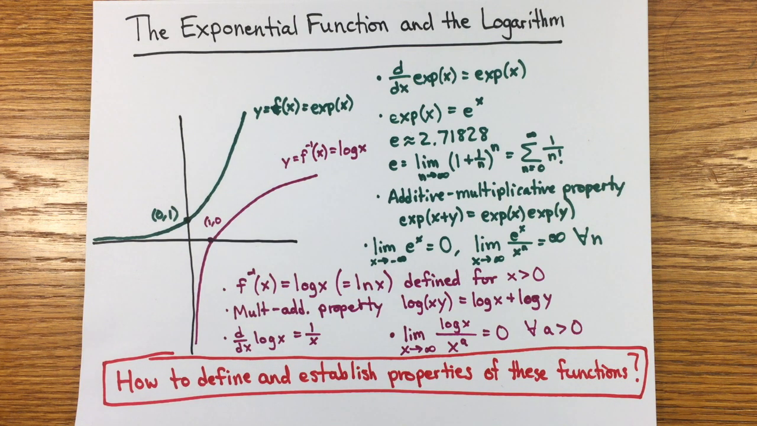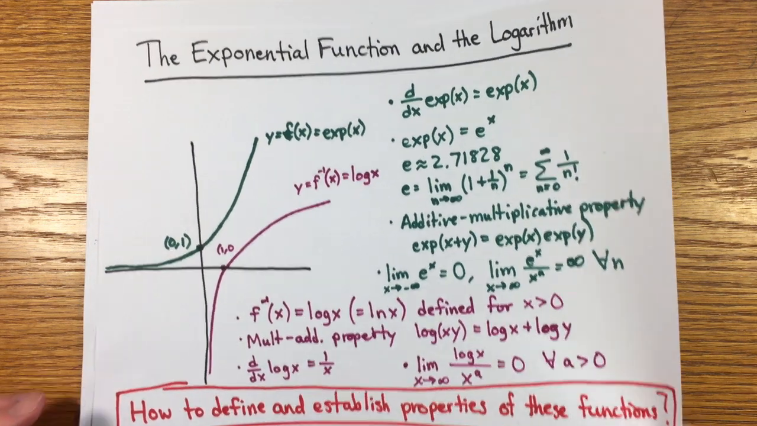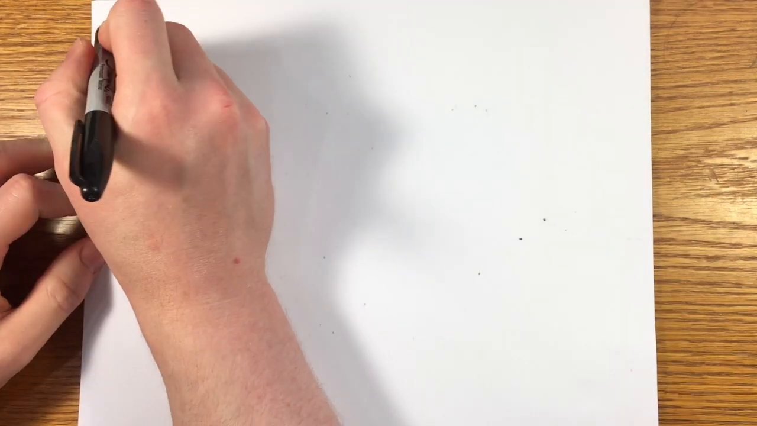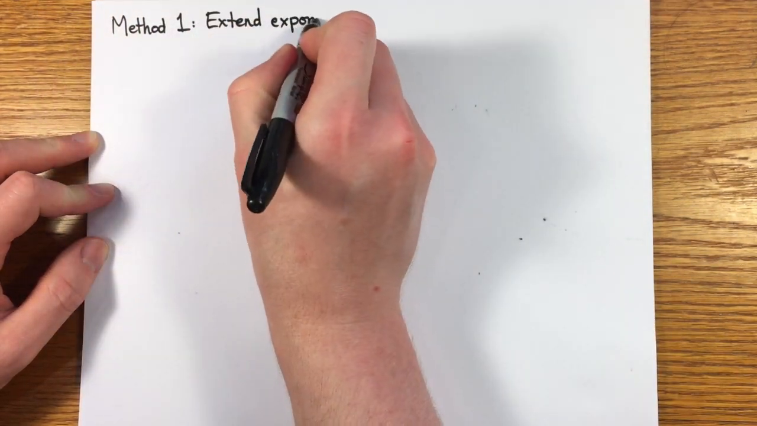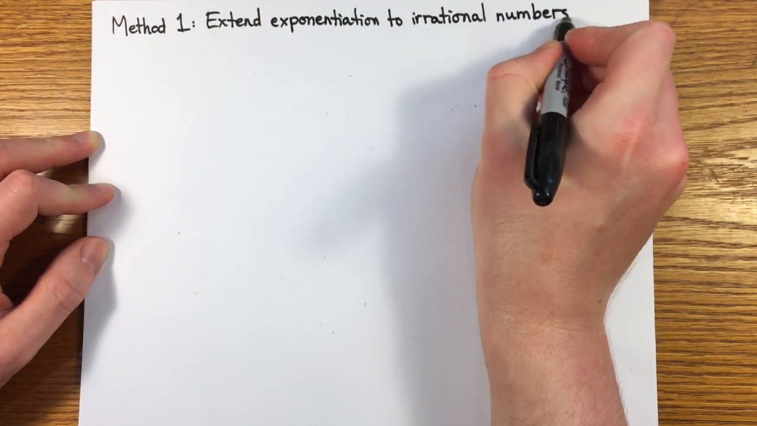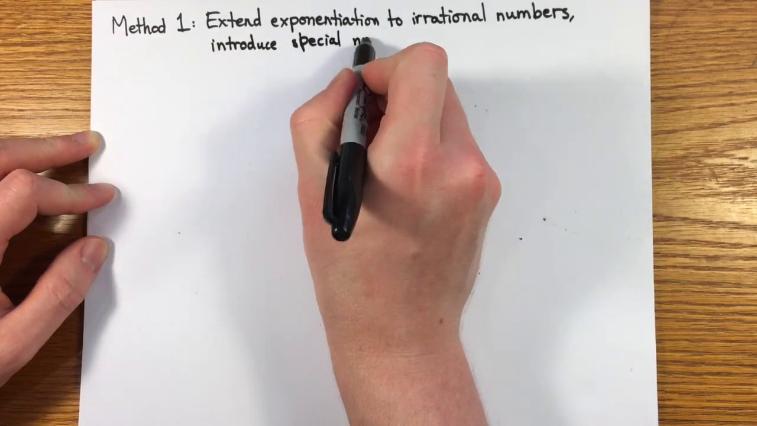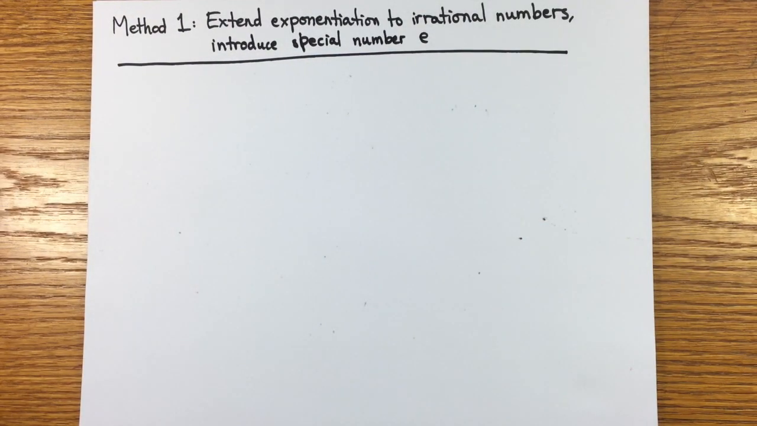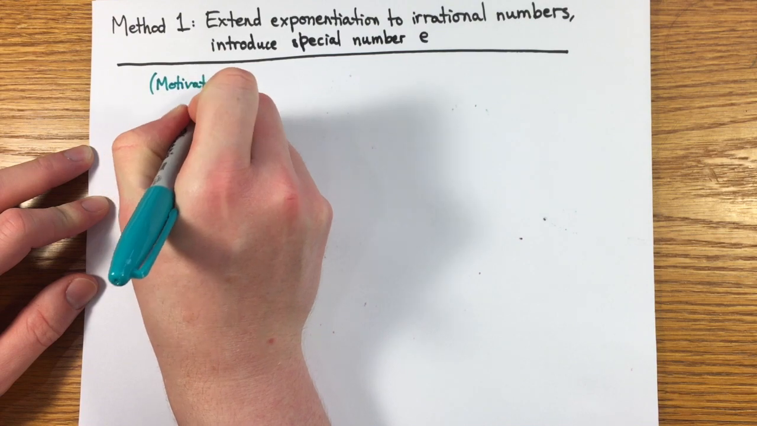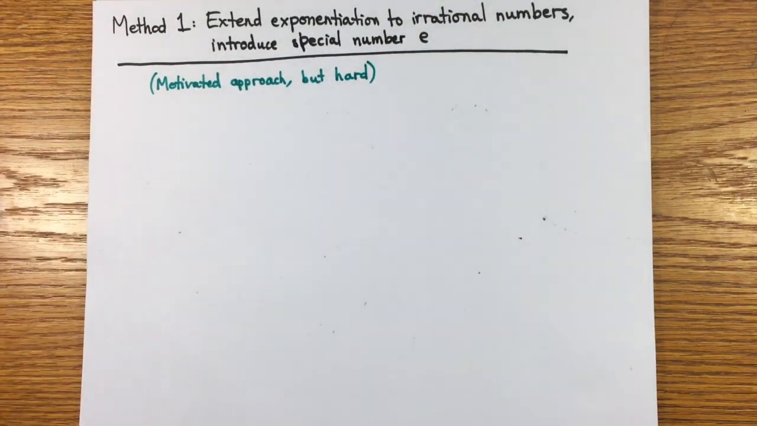In a second episode, I'm going to discuss the actual history of these functions, which is fascinating and almost never covered, so you can see how people actually figured these things out. All right, let me begin with what I'll call method 1, which is to introduce e to the x through extension of exponentiation to all real numbers. It's probably the most sensible approach for students in terms of motivation, but actually it's the most work.